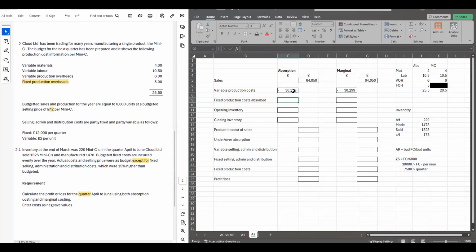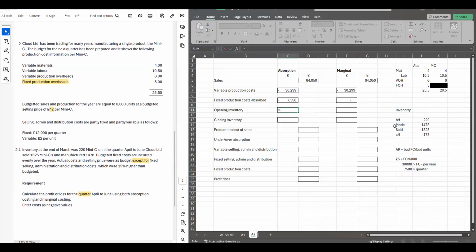We can then do our fixed production costs absorbed, because we know that our absorption rate was 5, and we know again that we made 1,780. And we know that under marginal cost, there'll be a 0 in that box. And then finally, in terms of the opening and closing inventory, it's again just getting the right number from the right place in your working.